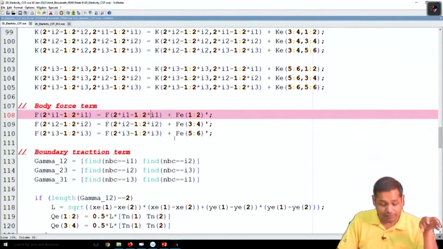Now, a similar logic we can use for the body force term. This is the element level component, and then the corresponding global component will be this.